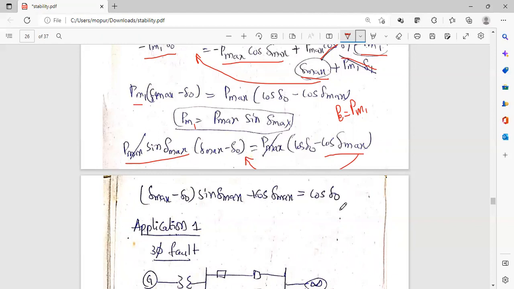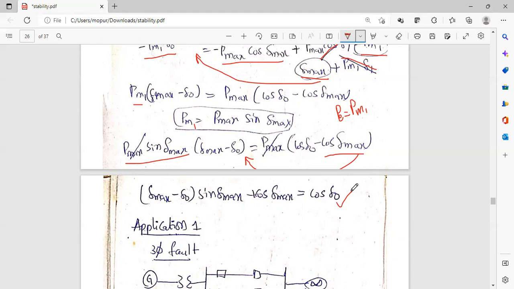Now in this, if you observe, what we got? This is the equation we had got till now. Now, let us move on into the application. This equation is a nonlinear algebraic equation, which can be solved by iterative techniques for del max. Once del max is obtained, the maximum permissible power or the transient stability limit is found.